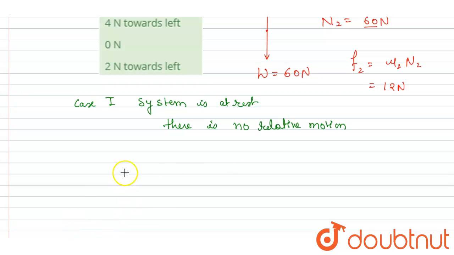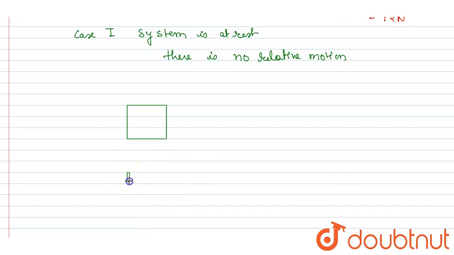So I will write the FBD on this. Let's say here the force is acting. Here the force 8 Newton is acting, right? And here the limiting friction will act because the force applied is more than the limiting friction. Tension force will act here, right? Now let us do step by step.